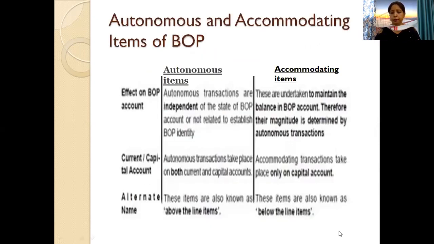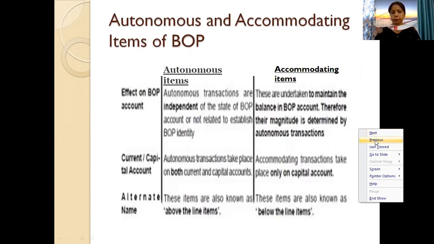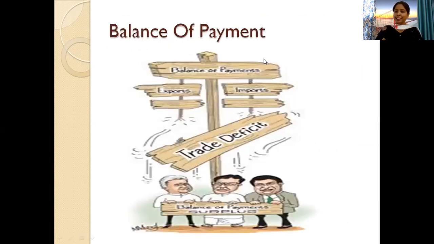Next one. So I just added this picture, balance of payment, export, import, it's balancing it. And if it is not balanced, both are not equal, it creates a trade deficit, right? And balance of payment can be in surplus or it can be in deficit. When exports are more, it is in surplus. Yes. Right. And when imports are more, it is in deficit.